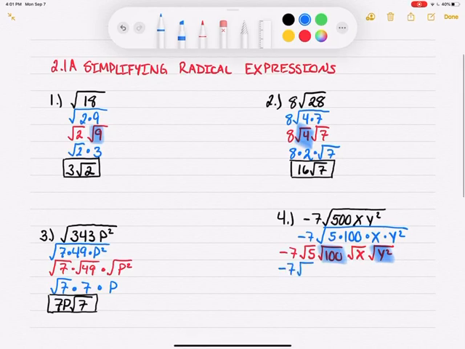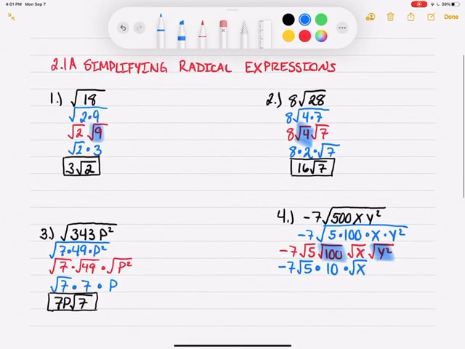Negative 7 times the square root of 5, I can't do anything with that. The square root of 100 is going to be 10. I can't do anything with the square root of x because there's no exponent, so it's going to be stuck underneath that radical, and that's okay. And then the square root of y squared is y. So I'm just going to reorder everything. Anything that's not inside a radical is going to go out front. So negative 7 times 10 times y is out front.